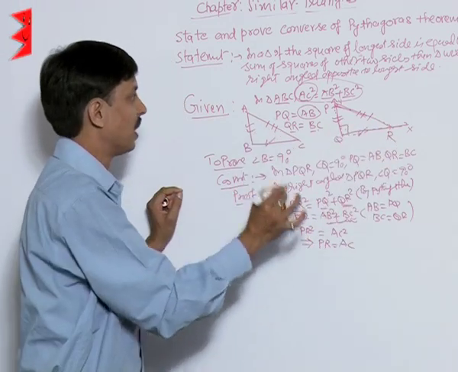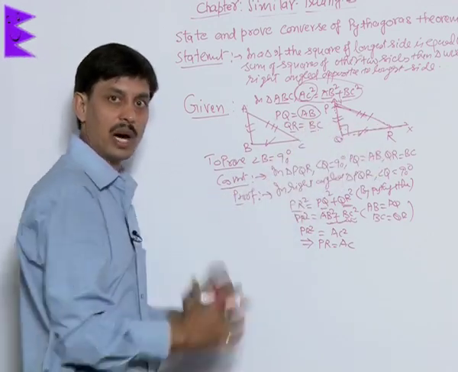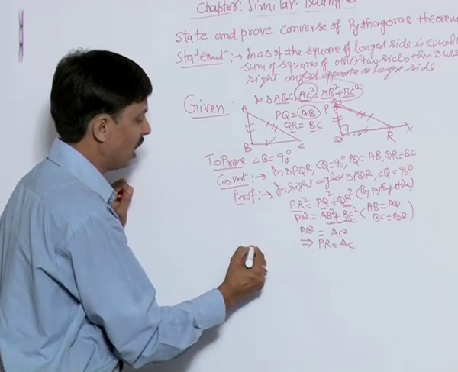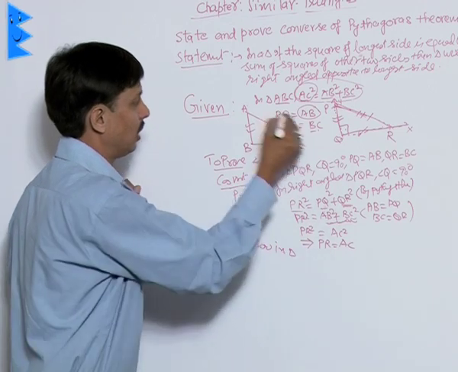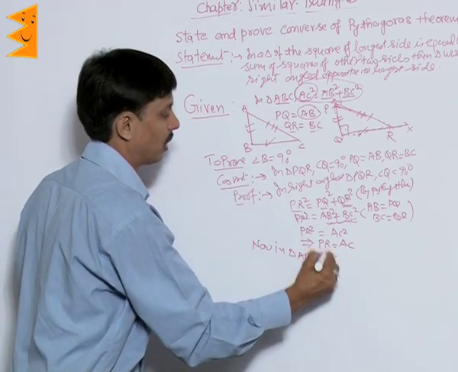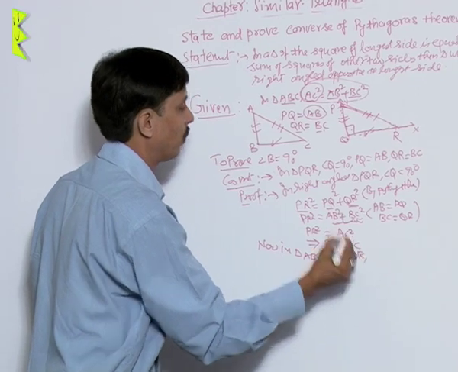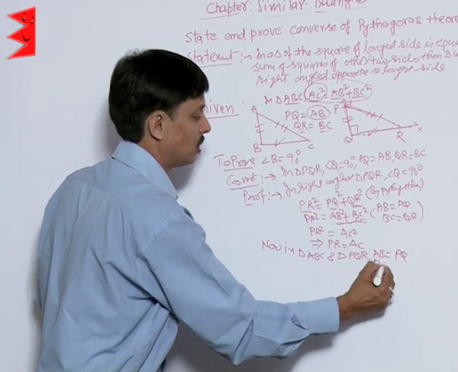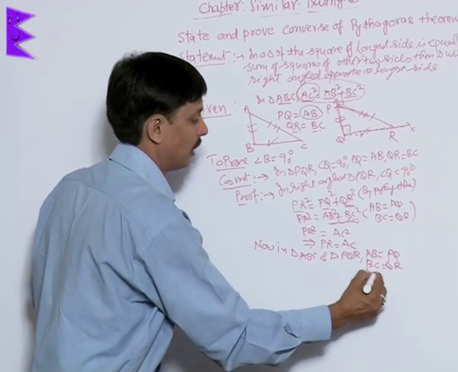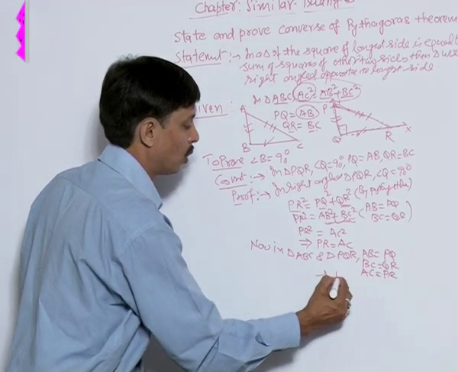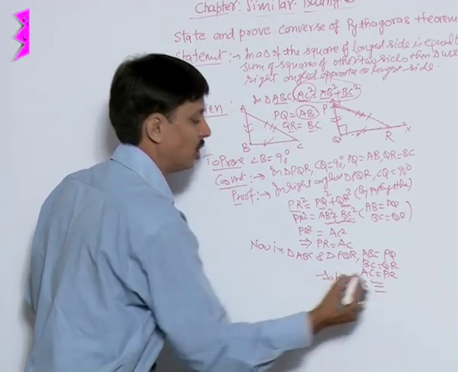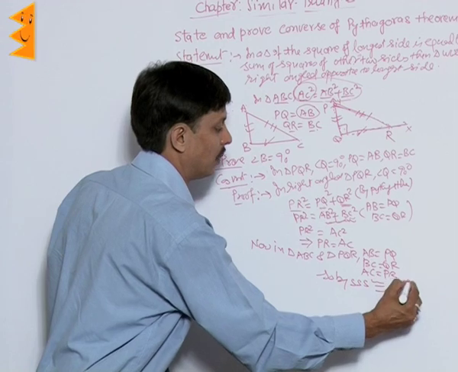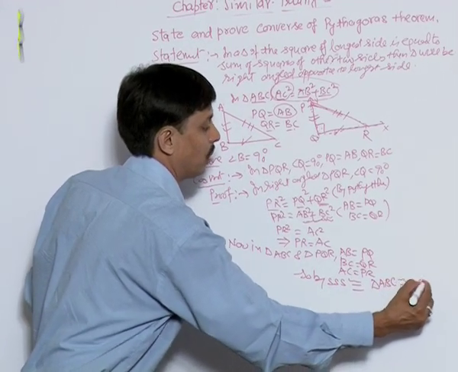So what I am noticing is that triangle ABC and triangle PQR are congruent by the SSS condition, which I am showing here. In triangle ABC and triangle PQR, length AB is equal to PQ, length BC is equal to QR, length AC is equal to PR. So by the triple S condition, these two triangles are congruent. Which two triangles? Triangle ABC is congruent to triangle PQR.